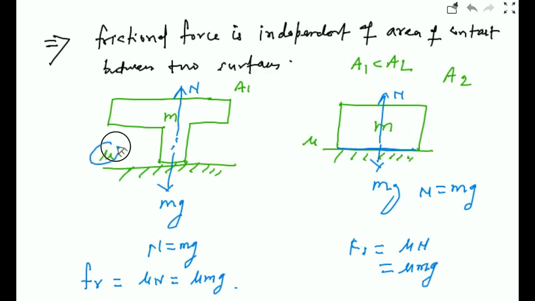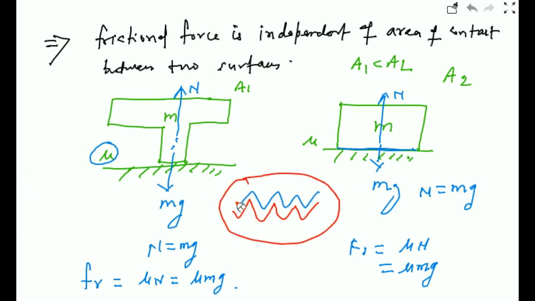Mu is also independent of the contact area of the two surfaces. It only depends on the property of the surfaces, what kind of interlocking you have. Generally, if you have the same material like glass, then you have maximum frictional force, and if you have different materials, like one is glass and the other is wood, then you have minimum frictional force.